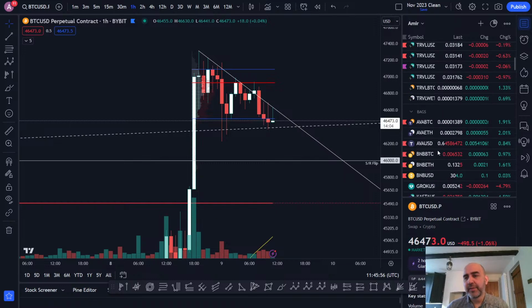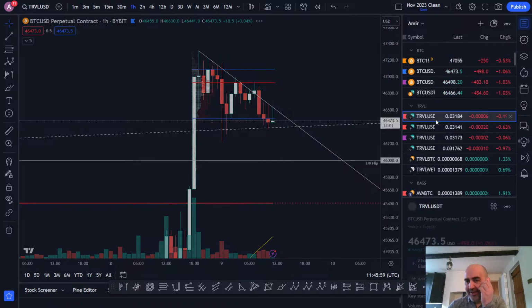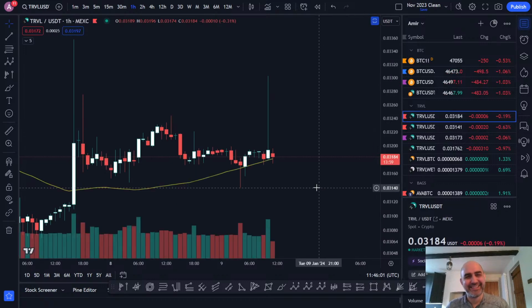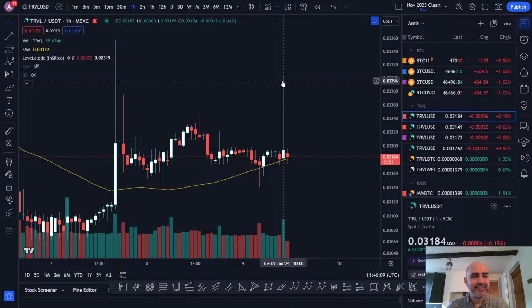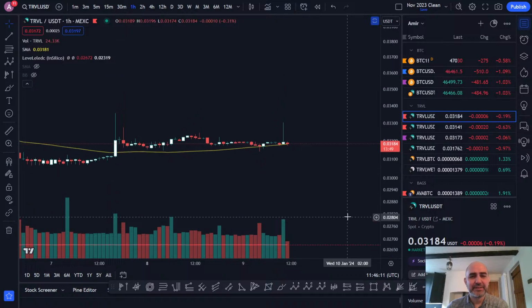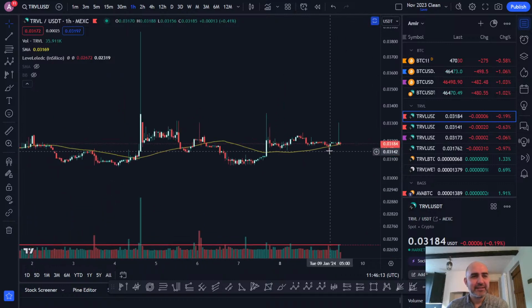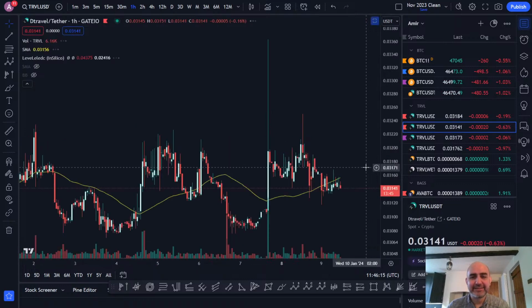I mean, the whole market pumped yesterday a little bit, and then TRVL didn't do anything. It's so frustrating. But look at this 1 hour candle. Look at that. 55,000 volume. So I mean, people are buying.